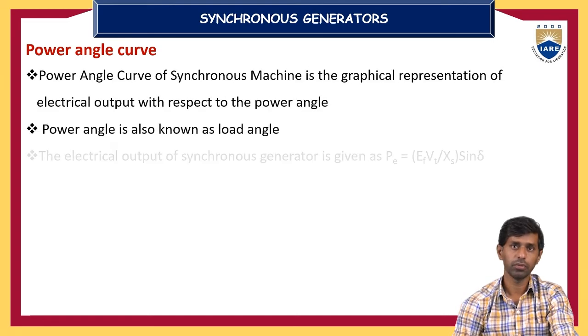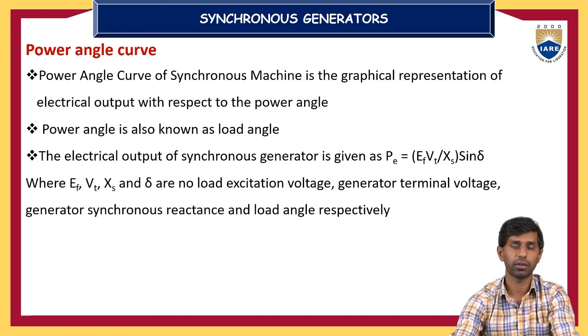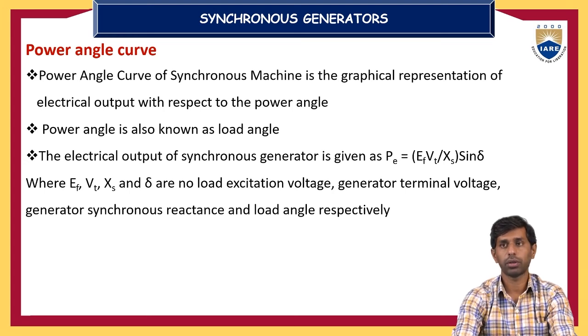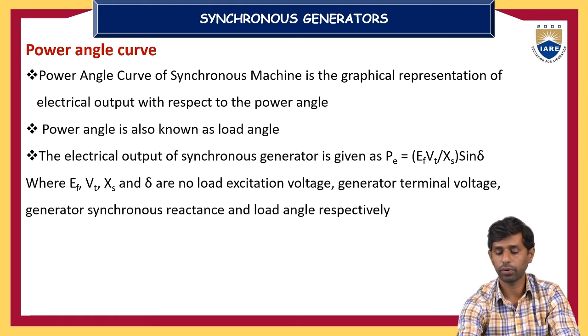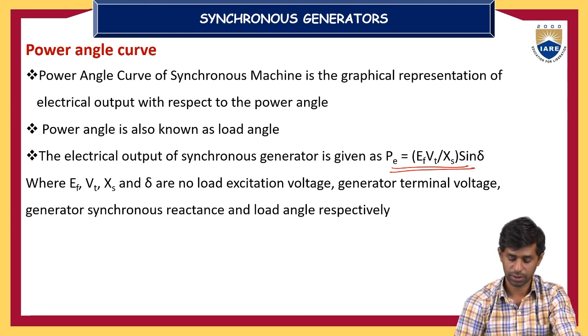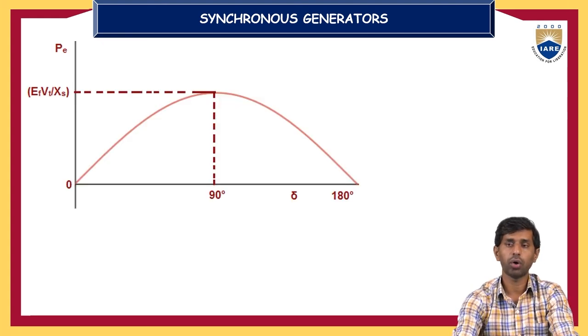Similarly, we will discuss the importance of the power angle curve. The power angle curve is a graphical representation of the power developed, or output power, with respect to the load angle, which we can also call the power angle of the alternator. The electrical power output is E V by XS sin del, where E is the excitation, V is the terminal voltage, XS is the synchronous reactance, and del represents the load angle. If you draw a graph of power with respect to the load angle, it gives the power angle characteristic curve of the synchronous machine.